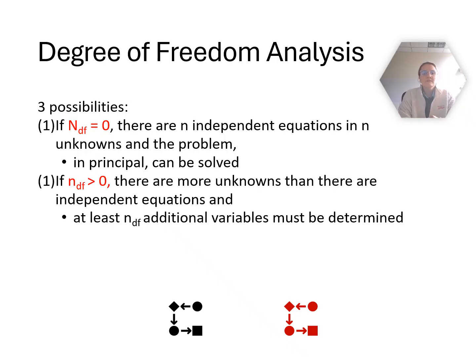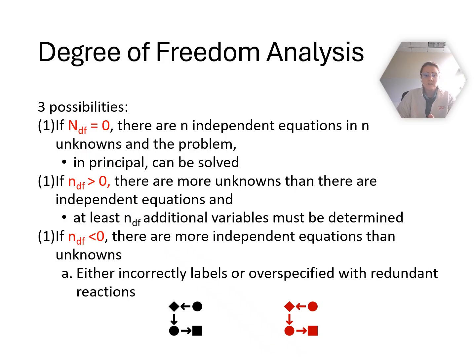If the number of degrees of freedom is greater than 0, what that means is that there are more unknowns than there are independent equations, which means that you need to write additional equations or find ways to get rid of those additional variables. And that's important. That's going to tell us how many more extra equations we might need to write or how many relationships we may need.